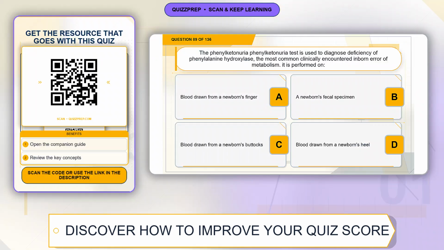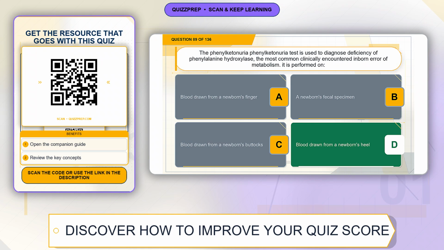Question 89. The phenylketonuria test is used to diagnose deficiency of phenylalanine hydroxylase, the most common clinically encountered inborn error of metabolism. It is performed on option A, blood drawn from a newborn's finger. Option B, a newborn's fecal specimen. Option C, blood drawn from a newborn's buttocks. Option D, blood drawn from a newborn's heel. The correct answer is option D, blood drawn from a newborn's heel.